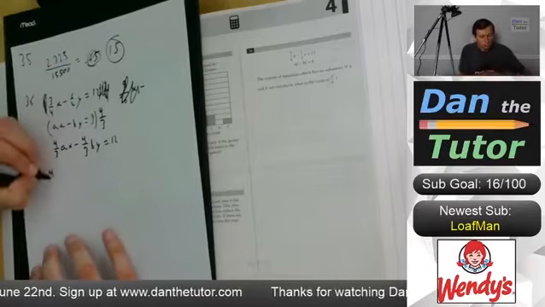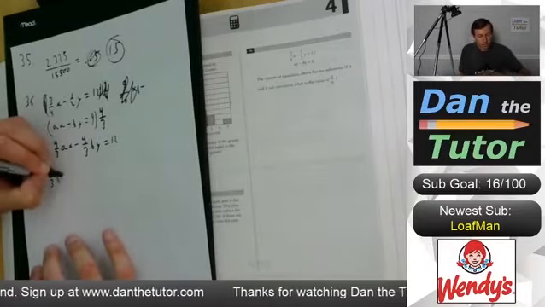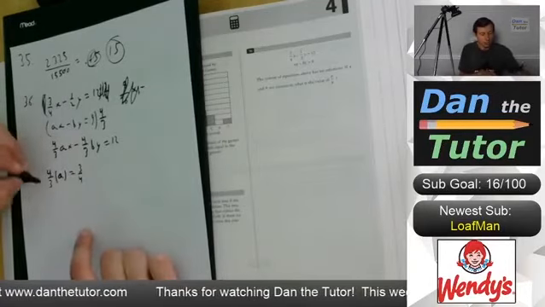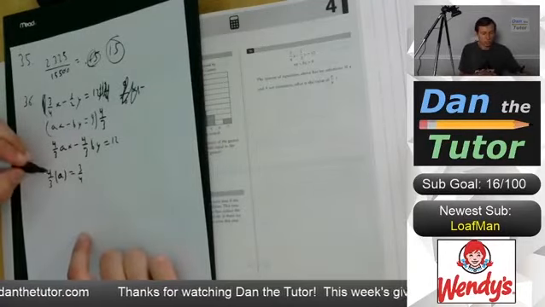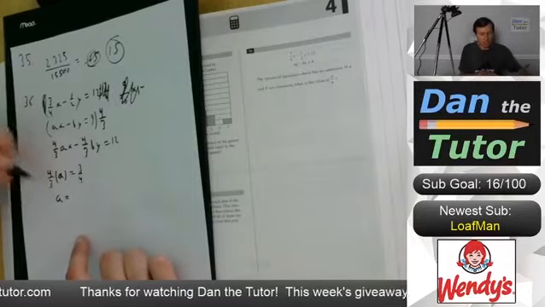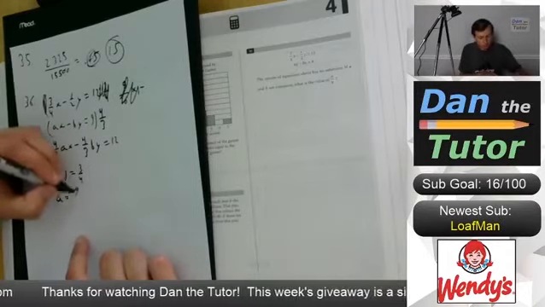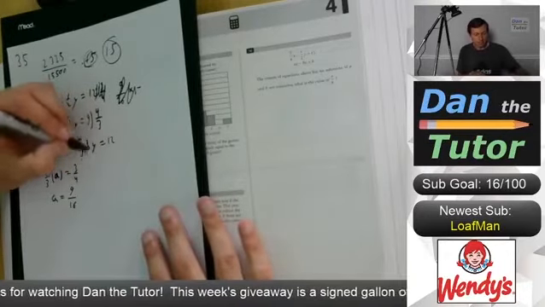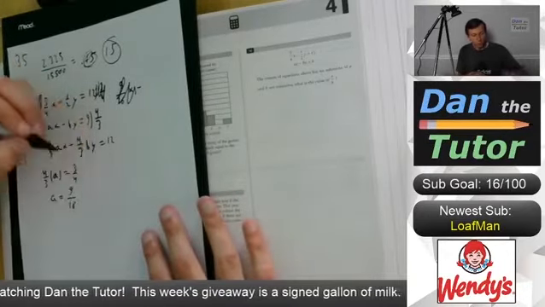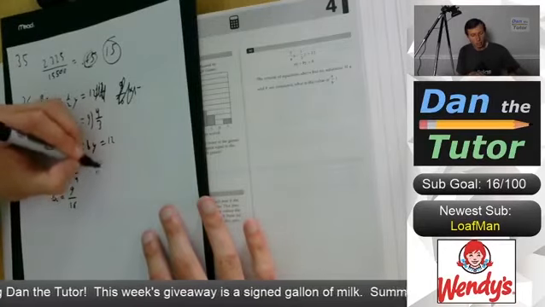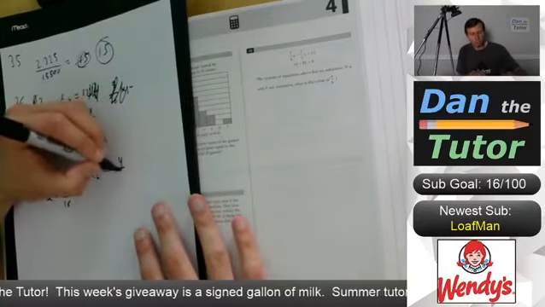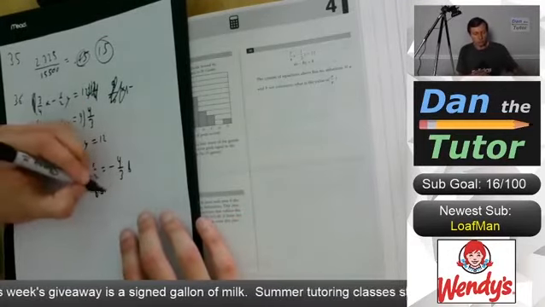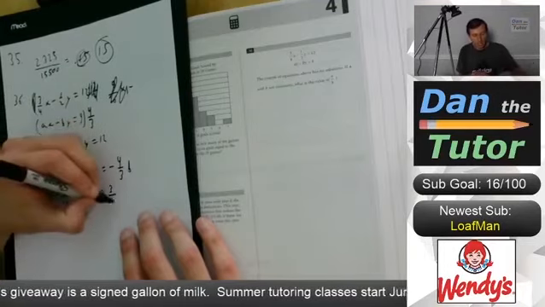And now we know 4/3 times a equals 3/4. Like they just have to be equal to each other, because there's no solution. And the only way that's true is if a equals 9/16, can't believe that. And b: negative 1/2 equals negative 4/3 b. So b is equal to positive 3/8.